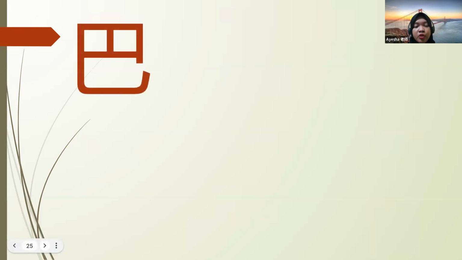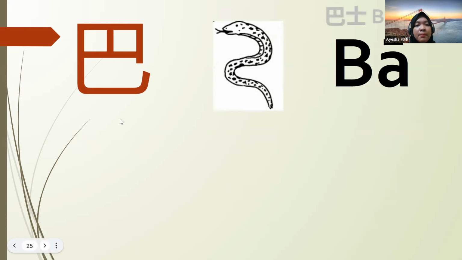This one. Can anyone guess what this word came from? It came from snakes. However, this word pa does not refer to snakes anymore today because as the character evolves, so does the meaning for some of them. Today, it normally is used in this word 巴士, which refers to a bus. Now, this one is pronounced as pa.